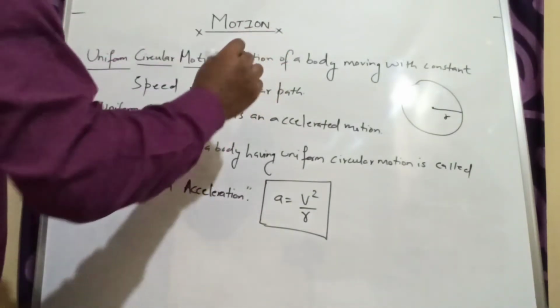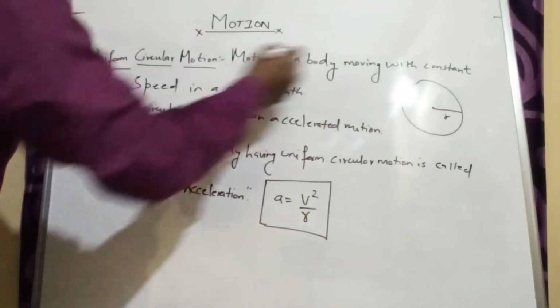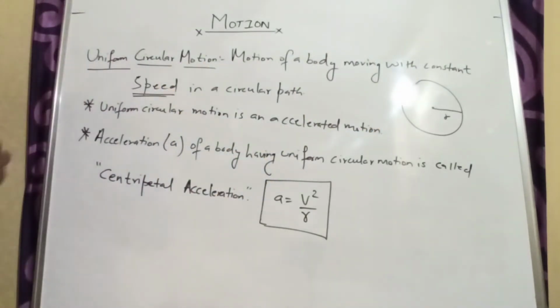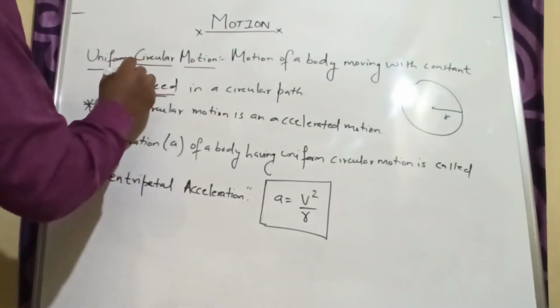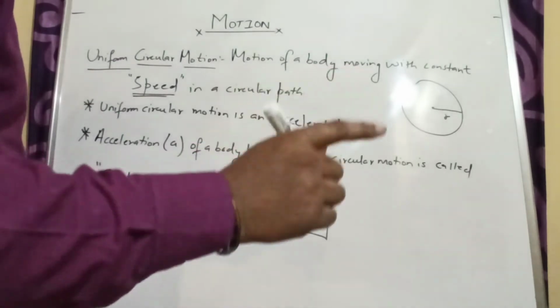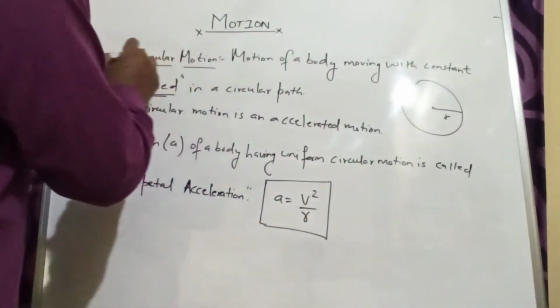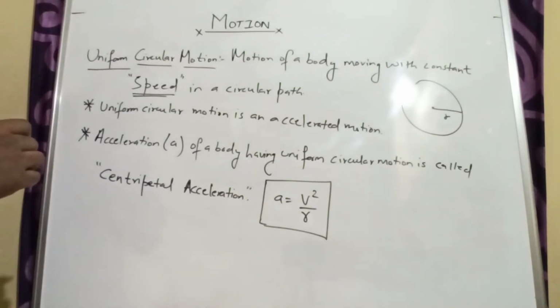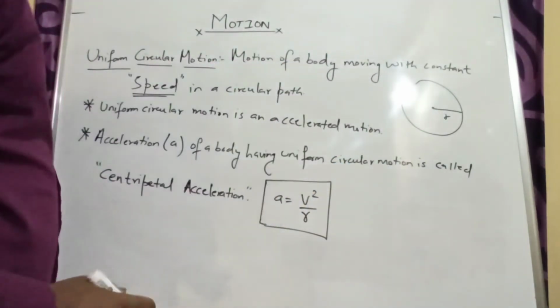Now keep this in mind. Motion of a body moving with constant speed. It is very important that you write constant speed and you cannot write constant velocity, because velocity is continuously changing in case of uniform circular motion. I mean to say, in circular motion velocity is constantly changing.